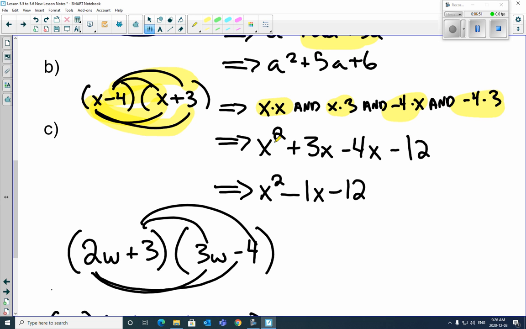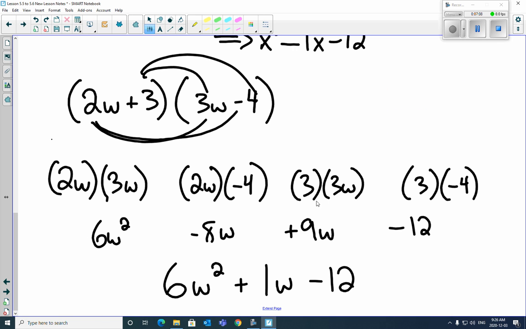Then we do the math. X times x is x squared, x times 3 is 3x, negative 4 times x is negative 4x, negative 4 times 3 is negative 12. We can combine the 2 middle ones. 3x minus 4x is our negative 1x. Now, again, you don't need the 1 there. You could just have negative x if you like.